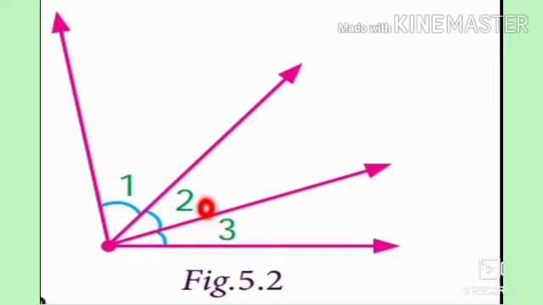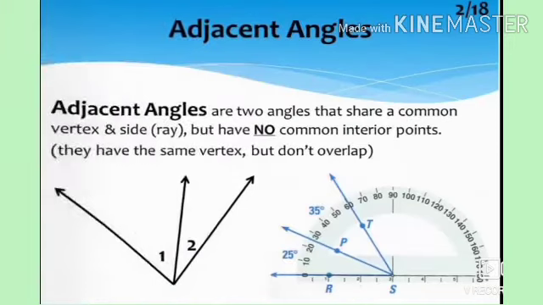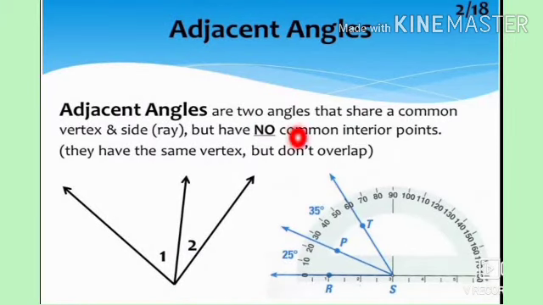Overlap means extend over so as to cover partly. Since the pair of angles does not satisfy one among the 3 conditions, they are not adjacent. Therefore, adjacent angles are 2 angles that share a common vertex and side ray, that is common arm, but have no common interior points. They have the same vertex but don't overlap.